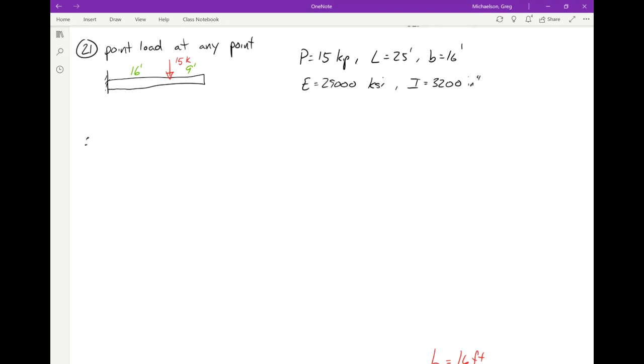So therefore, here, I'll dispense with the therefore. We've got a V3, an M3, and a delta 3. So V3 is just P, which in this case is 15 kips. M3 is P times B, which is 15 kips times 16 feet, which is 240.